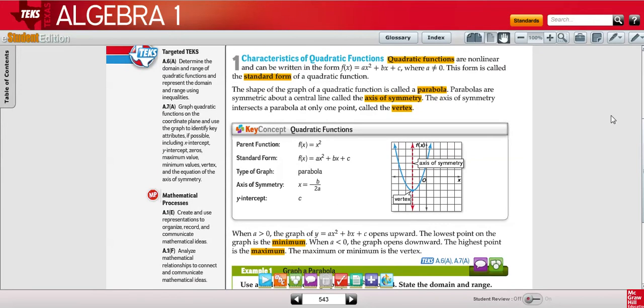So the first section says characteristics of quadratic functions. Quadratic functions are nonlinear and can be written in the form f of x equals ax squared plus bx plus c, where a is not equal to 0.